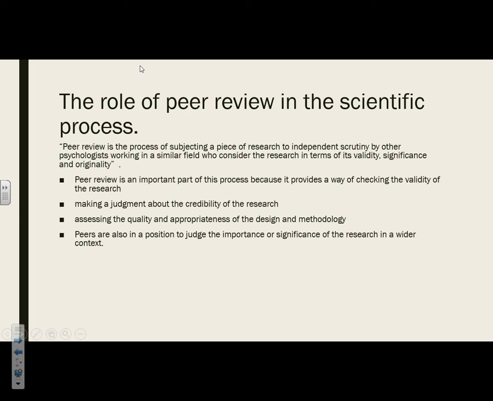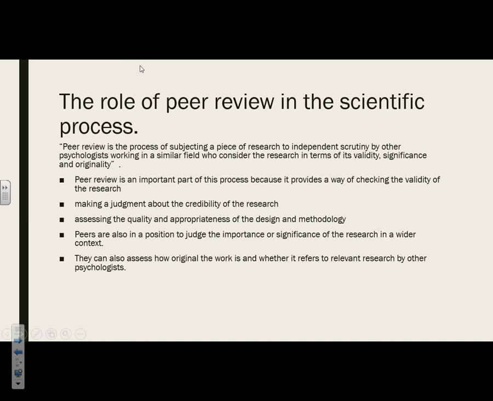They're also able to judge the importance or significance of the research in a wider context. So, is this research relevant? Is it worthwhile? Should we spend time publishing it? Is it a really significant piece of research, or have we consistently found this 800 times before? And then also how original the work is.